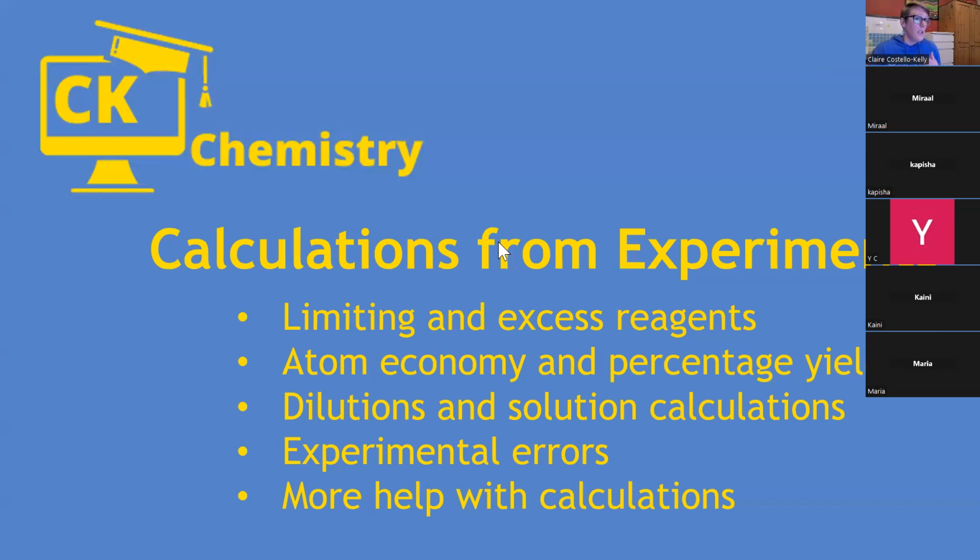Okay, so we're going to do limiting and excess reagents, a couple of examples of what we do with those calculations, a bit on atom economy and percentage yield. We're going to look specifically at diluting solutions, because it's something that students find quite challenging. And then we're going to look at experimental errors as well. So experimental errors in particular, how that relates to the numbers, okay? So how that relates to the calculation stuff more than anything else, and how we get specific in exam questions when it comes to how an error might affect our results, that kind of thing.